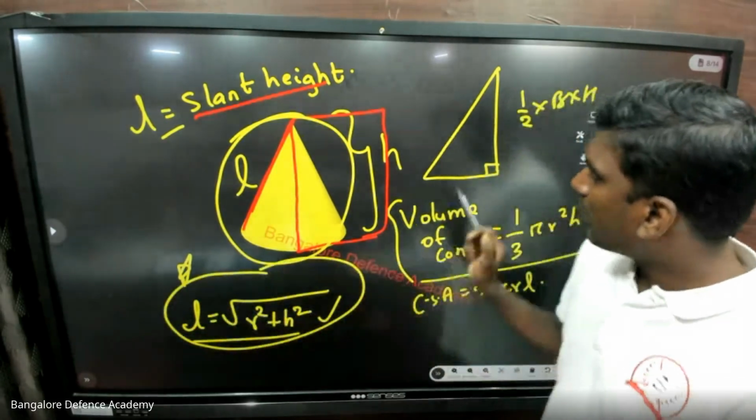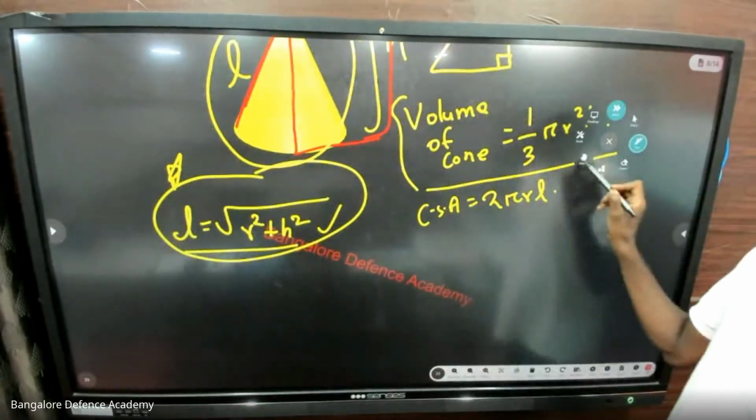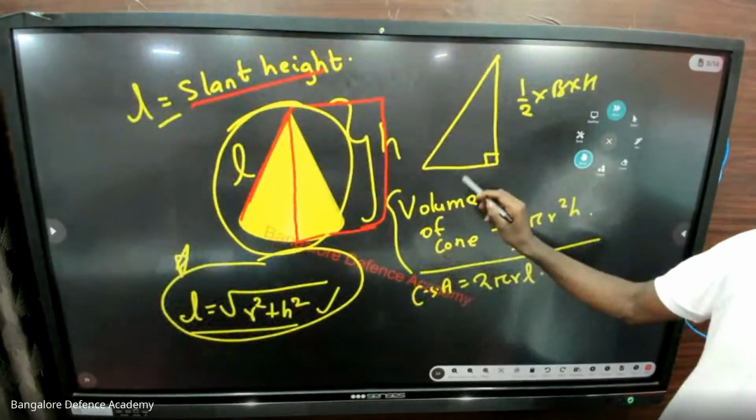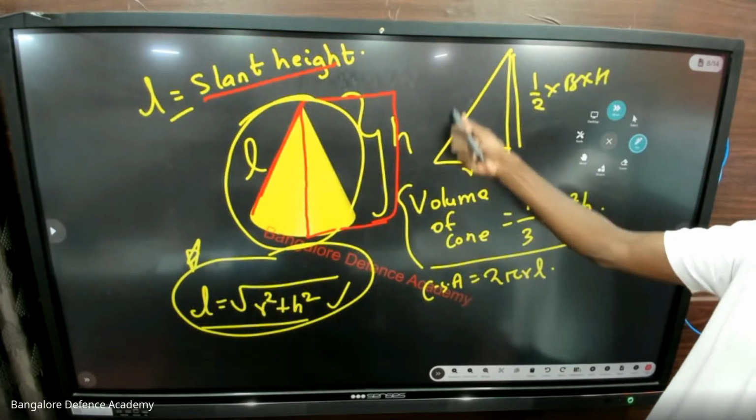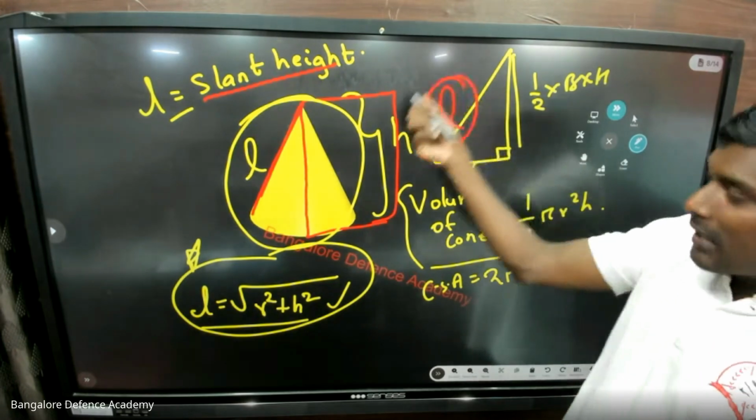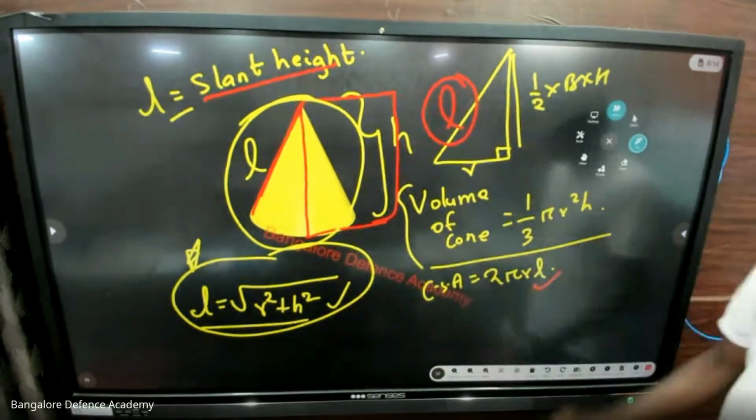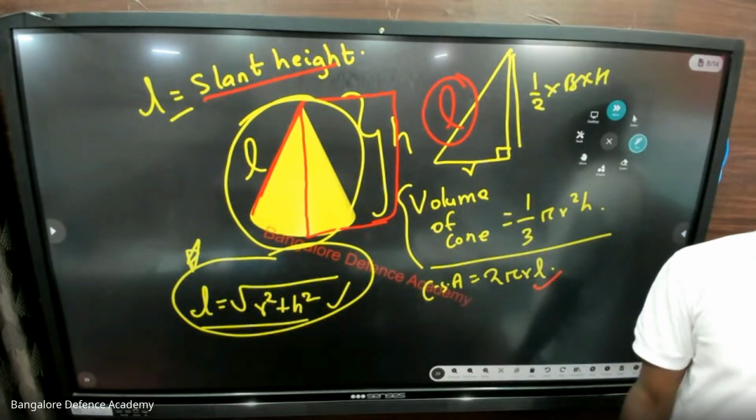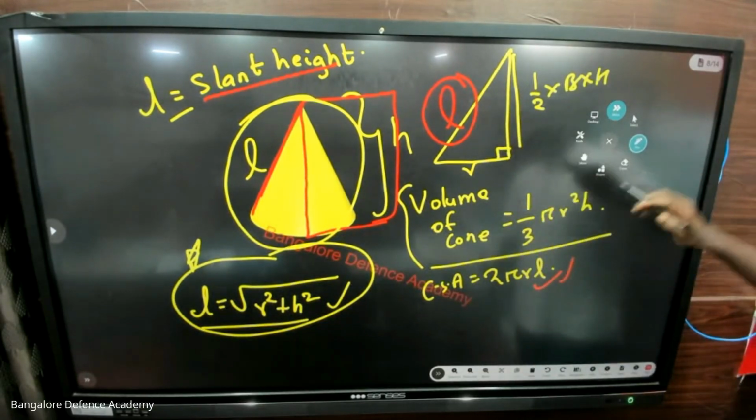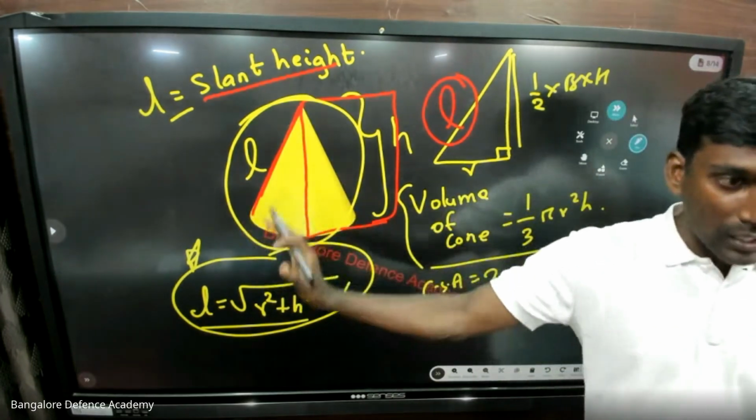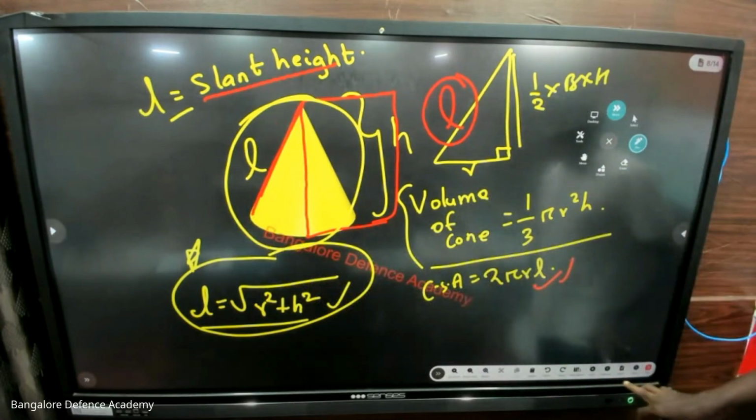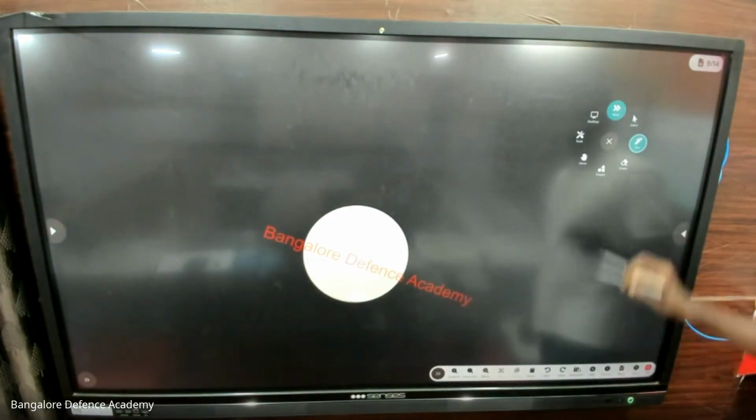How to find the L? Okay, look at this. They will give you the radius. They'll give you the height. But you need to find the L value. Only when you find the L value, you can find the curved surface area. You understand? Only then does the question proceed. Okay, so this is cone. We are not going to do questions today. Let us do it tomorrow or in any of the next classes.